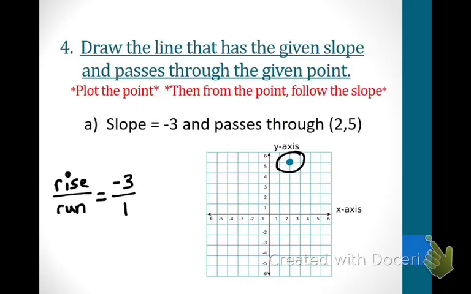Down. It's down because I'm doing my rise and my run. So I'm going to go down 3, 1, 2, 3. I just did that right there for my rise. Down 3. Now I've got to do my run, which is 1. Is that going to be up, down, left, or right? No. I am running. Right.